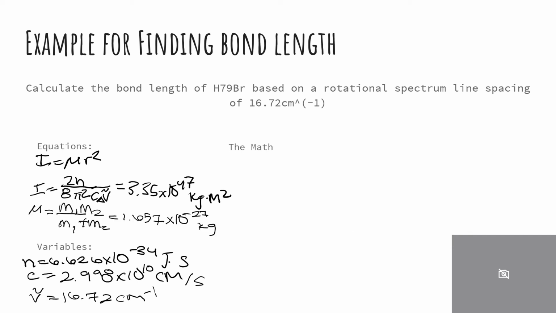Then going back to our equation to find bond length, we can plug in our new variables, inertia and reduced mass, and our answer will be 1.42 times 10 to the negative 10 meters for the bond length.